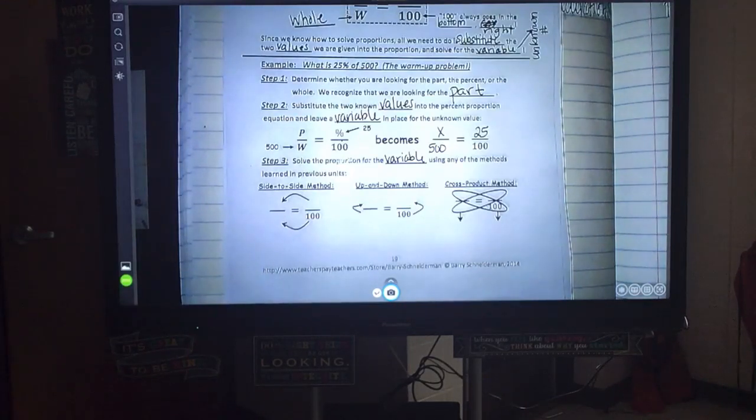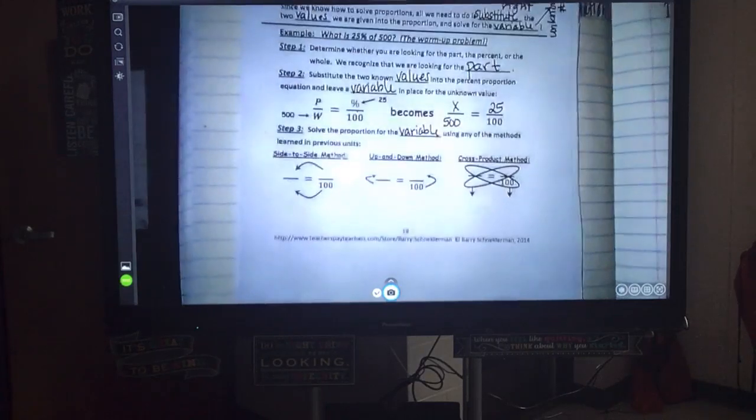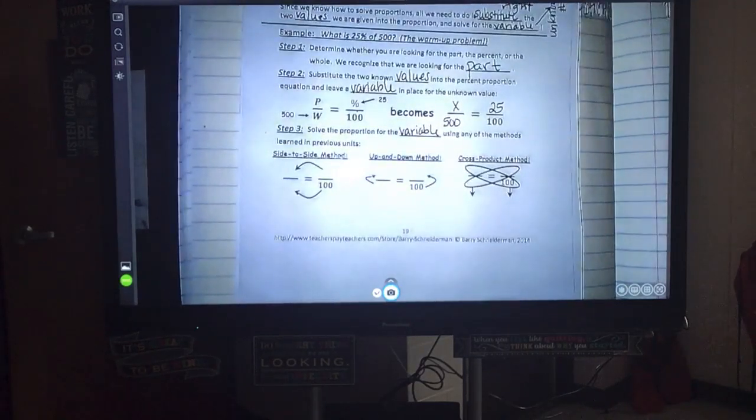So some of these you've seen before. It's just adding an extra step in. Some of them you're going to be like, hey, this looks like unit rate. And then the other ones you're going to be like, it's just there. All right, so you have the side-to-side method, the up and the down method, and then the cross-product method.